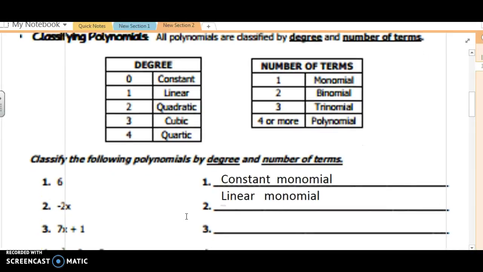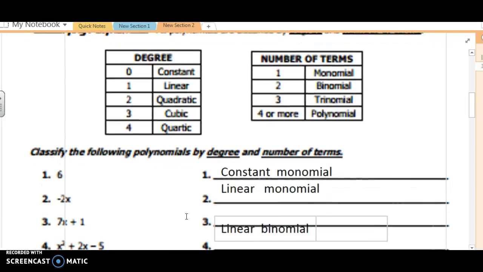What about 3? 7x plus 1. 7x, again, has a degree of 1, so it's linear. And it has two terms, 7x and 1. So we're going to call it a binomial. 3 is a linear binomial.